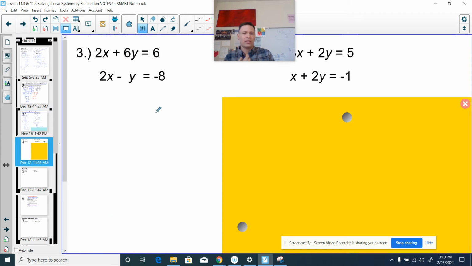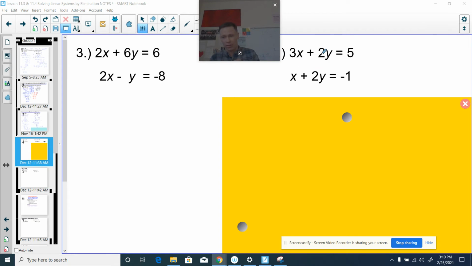The problem is with this, I don't have that, right? 2 plus 2 is 4, and 6 plus negative y is 5y. That doesn't cancel out. And then the other one, we have the same problem, right? Still have a 2 plus 2, which is 4, and 3 plus 1 is 4. So nothing cancels out here. So what are we going to do? Here's the answer. What we do is we multiply an entire equation by negative 1.